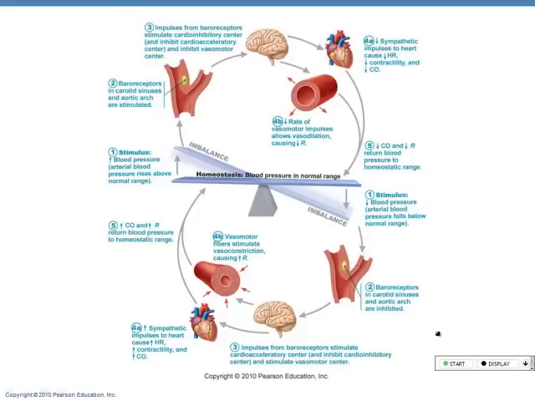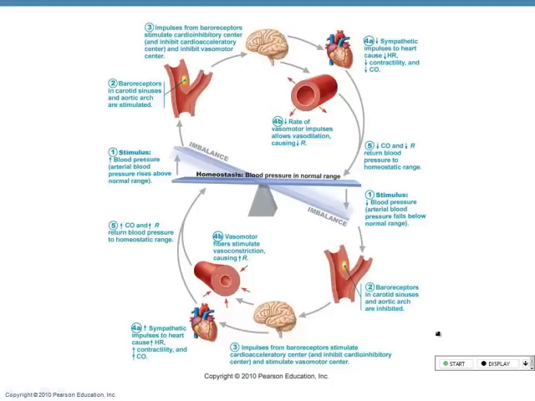So what's going to happen? If I can increase contractility, I can push out more volume. If I can push out more volume, I can increase pressure in the system, right? What can I do to my blood vessels to quickly increase pressure? Constrict them. So when I constrict, I increase resistance, I increase pressure in the system, bringing it back to homeostatic balance.